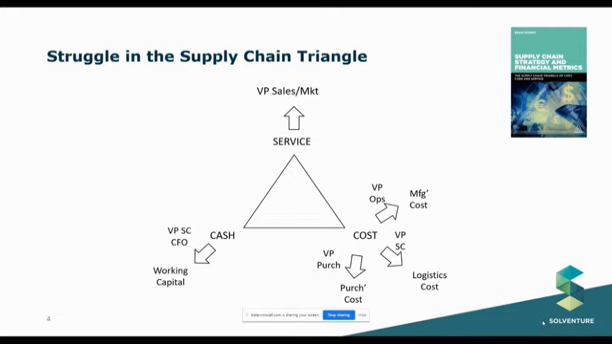I've recognized some names in the people who subscribed here, so some people might know the concept. It's also described here in detail in my book, Supply Chain Strategy and Financial Metrics.